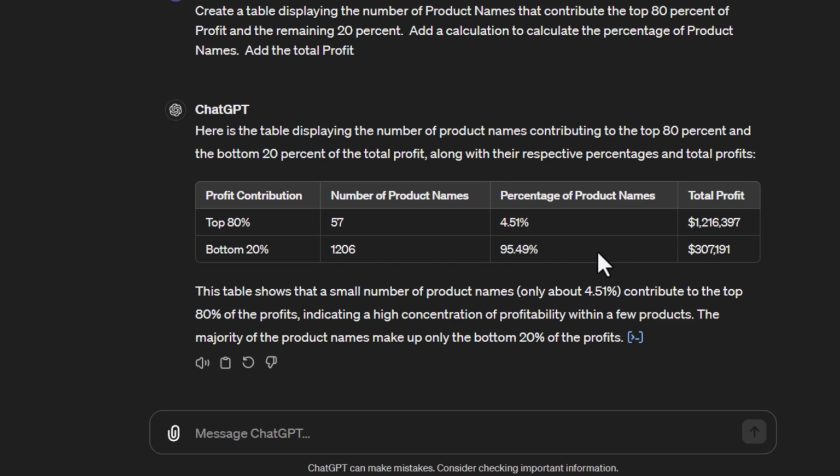As I say, this is just demo data, but when you get into this type of analysis with your own data, it can be really quite insightful to see how many customers or how many products are really contributing the best part of your profit. And really, those are the parts that you probably want to focus your efforts on.